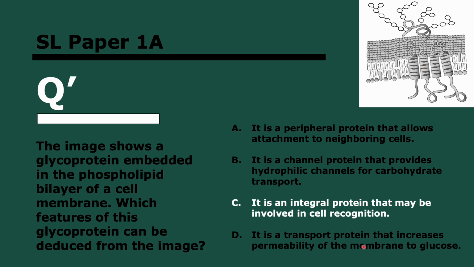In terms of a transport protein, same thing. It doesn't really look like it has a hole in it, right? So it doesn't seem like things could pass through. We do know it's an integral protein, and it may be involved in cell recognition. We don't know that for sure, but it may be. And the presence, if you see these hexagons, right? What are these? These are carbohydrates.